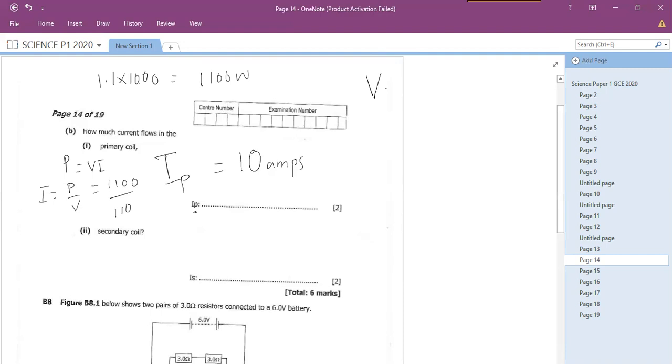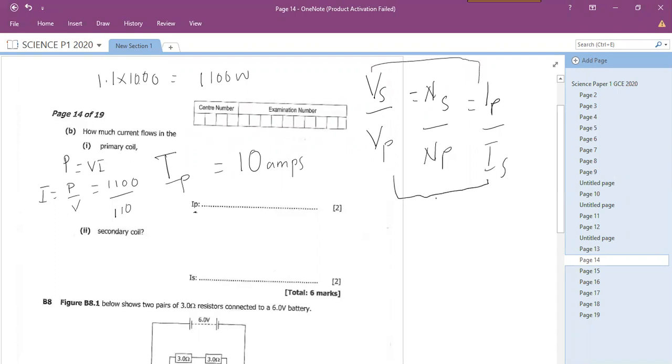Voltage in the secondary coil over voltage in the primary coil is equivalent to number of turns in the secondary coil over number of turns in the primary coil, which is equal to current in the primary coil over current in the secondary coil. Because they want current, we can use either the voltage or the number of turns. Just to be safe, let's use the relationship with voltage and current.